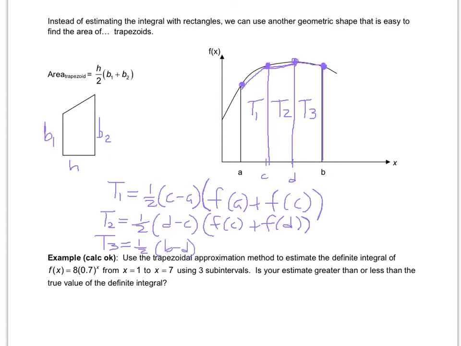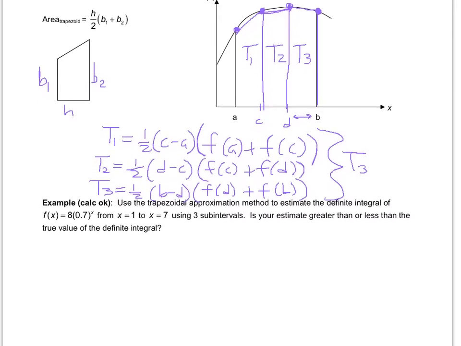So for all of these, for all of the heights, you're just talking about the difference in the x values. That's the height of each individual trapezoid. And then the base values is just the height at the left endpoint and the height at the right endpoint. Okay, if you add all those guys up, this would give you a trapezoidal approximation using 3 subintervals. Okay, so it just depends on how many subintervals you use.